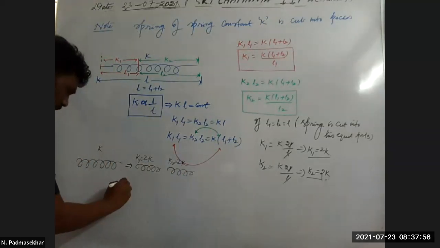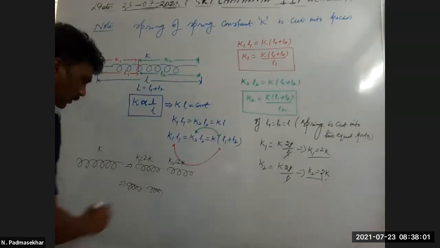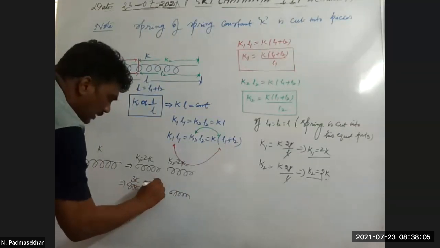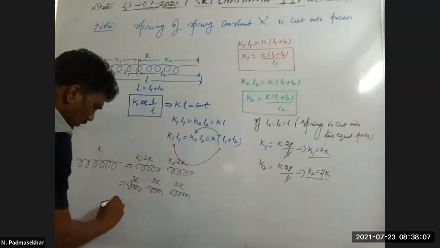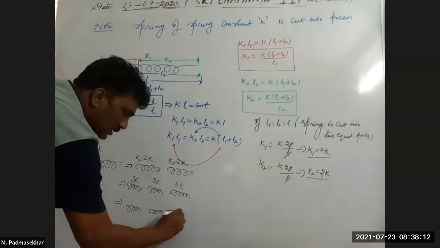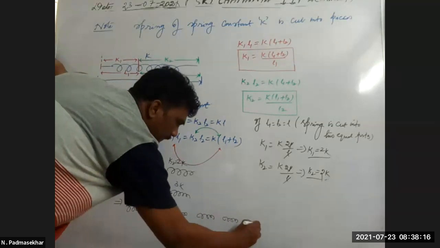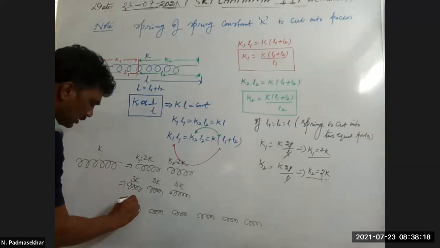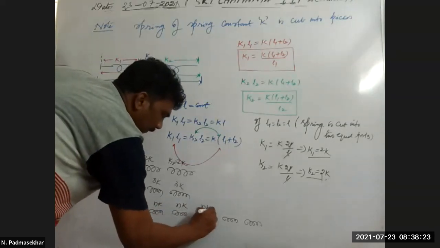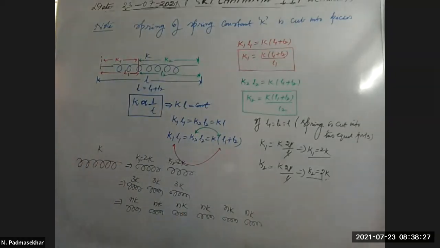Suppose it is cut into three equal parts. So this is 3K, 3K, 3K. If it is cut into n equal parts, then each part is NK. So these are equal parts.